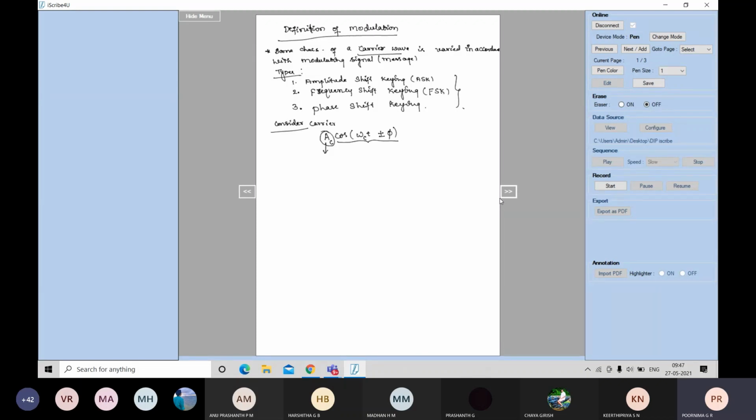Whenever we are changing the amplitude of the carrier, it is termed to be ASK. The amplitude of the carrier, that is the AC term, when it is varied in accordance with the message signal, it is ASK. This is the first method.